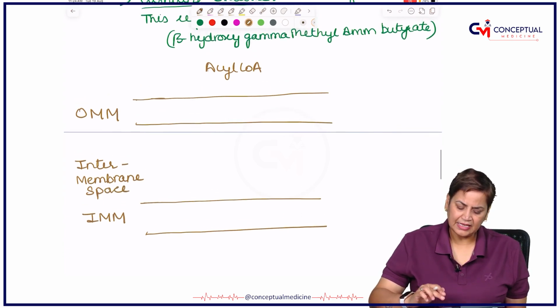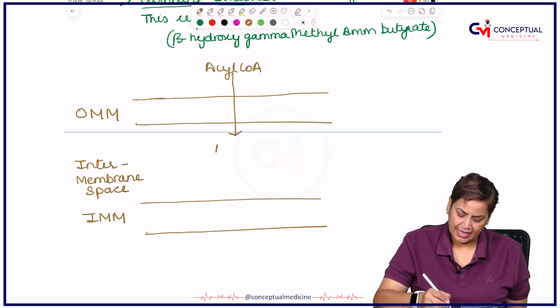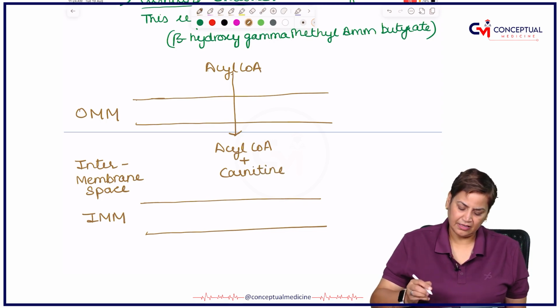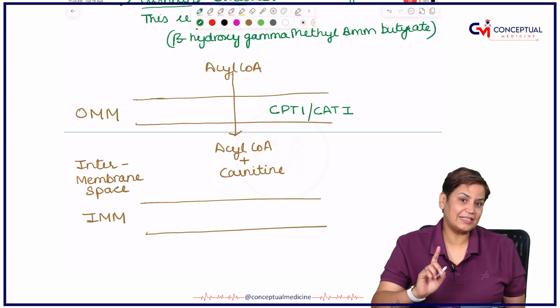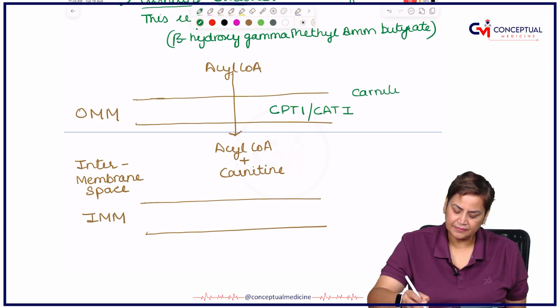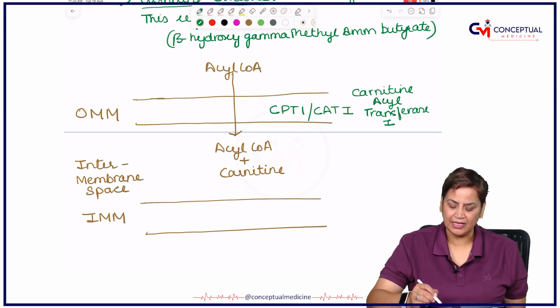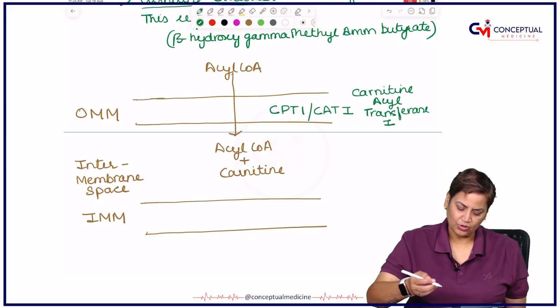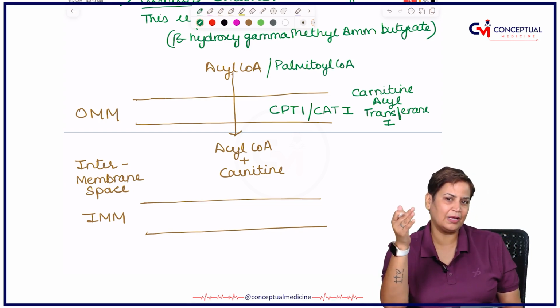So here what happens is this acyl coenzyme A will combine with carnitine. Very important. So the reaction will take place here, acyl coenzyme A plus carnitine. And the enzyme present here is CPT1, or we can call it CAT1. If we are talking about acyl coenzyme A, the name of the enzyme is carnitine acyl transferase 1. And if we talk about CPT, it is carnitine palmitoyl transferase 1. If it is palmitic acid, we can simply say palmitoyl-CoA here, so the enzyme becomes CPT1, carnitine palmitoyl transferase 1.